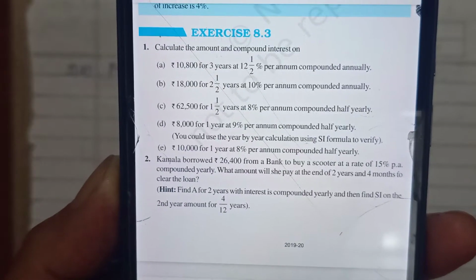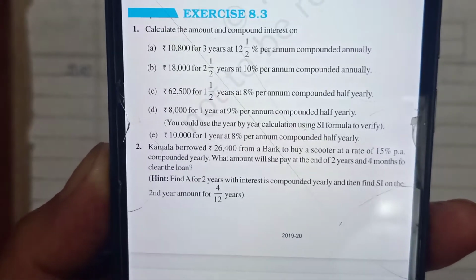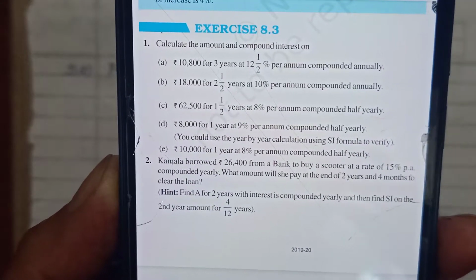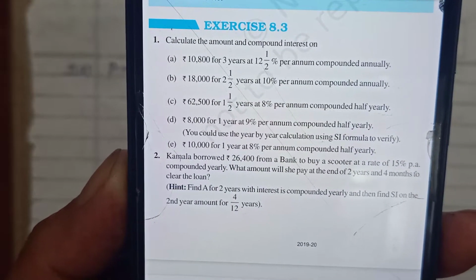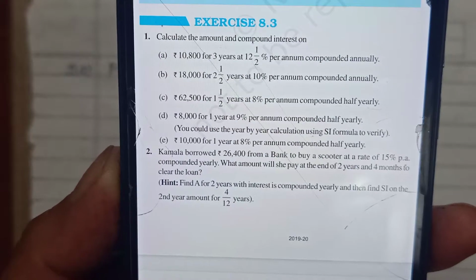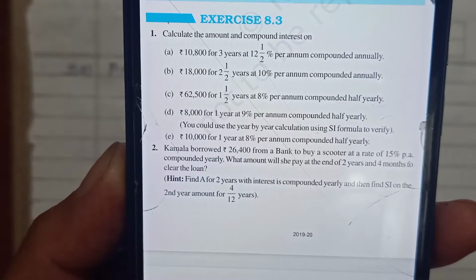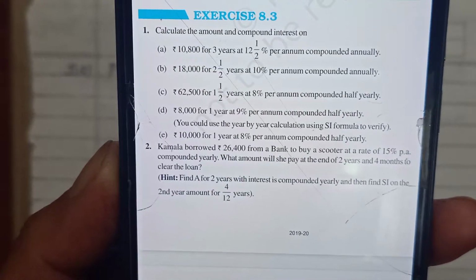Children, we have to take up exercise 8.3 now. Last time I had asked you to read through the solved examples and learn your formulas based on compound interest. Okay, so now I'm solving questions for you. The first question says calculate the amount in compound interest. The first part is given for rupees 10,800 for 3 years at 12.5% per annum compounded annually.